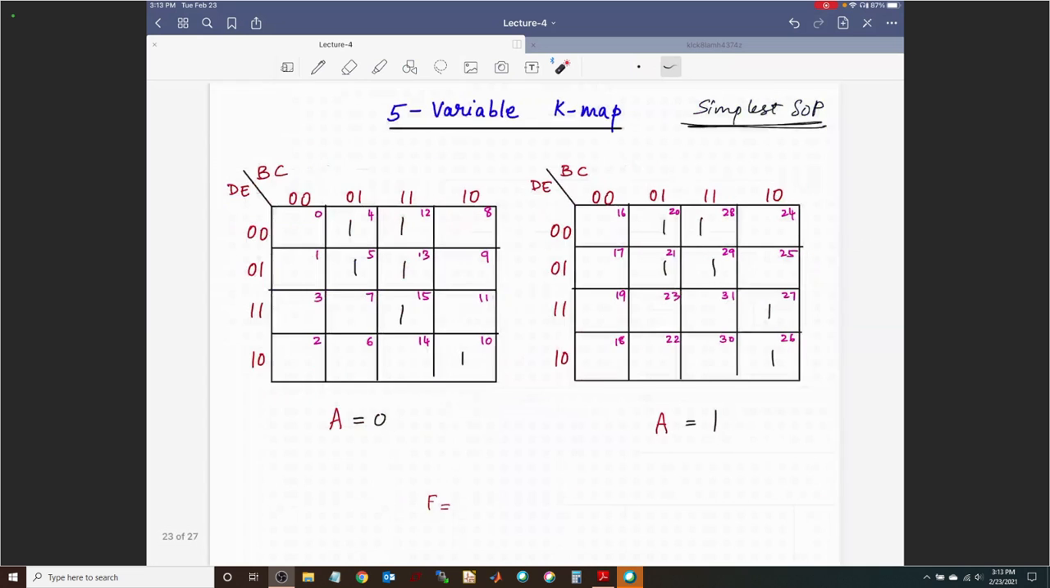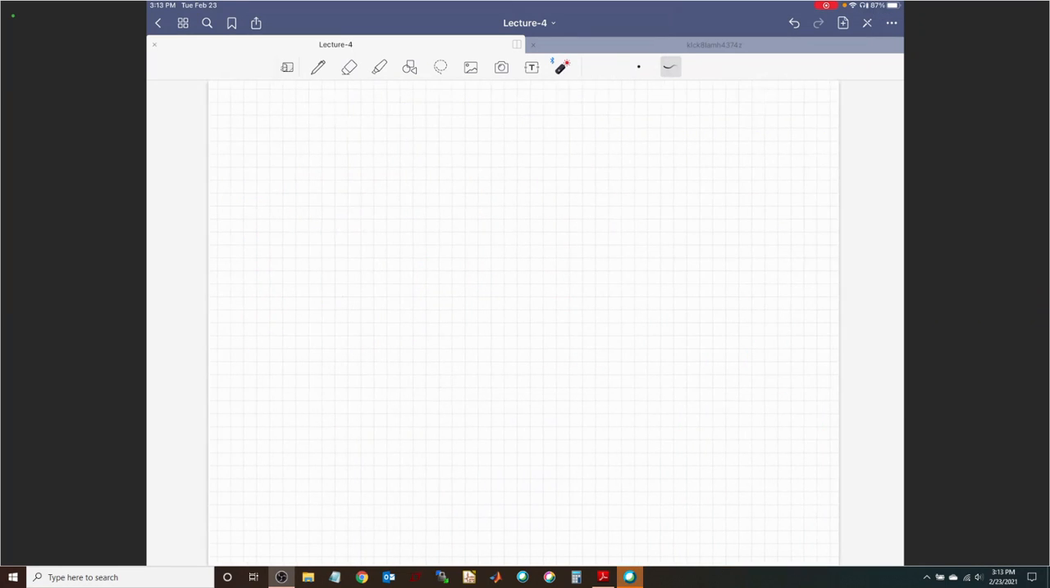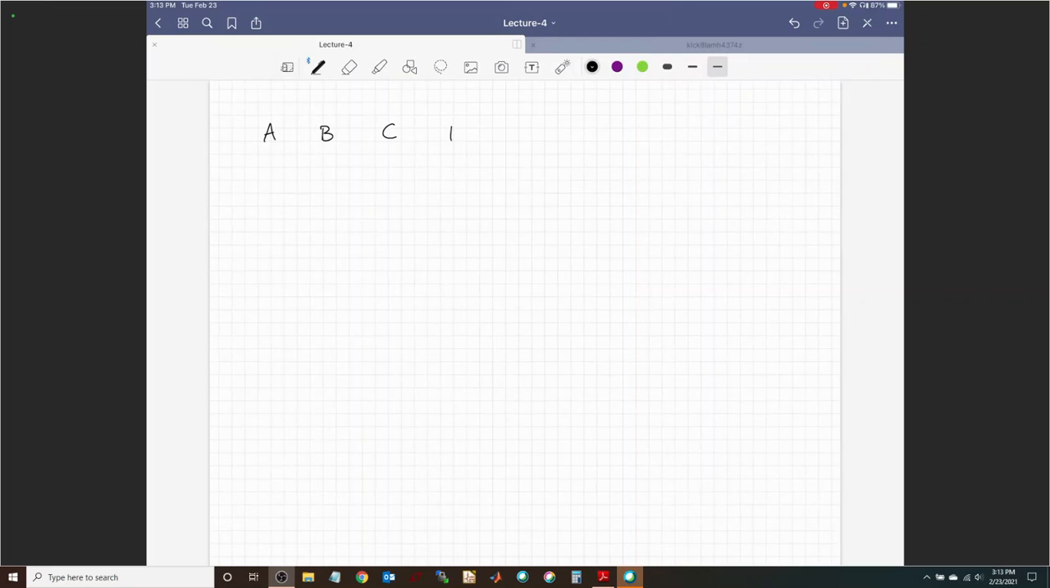Okay, let's move on to a 5 variable K-map, the thing that we have been waiting for quite a bit. Let us look at a good practice and a bad practice when it comes to a 5 variable K-map. I'll explain that with a slide here. Suppose you have 5 variables A, B, C, D, and E, and an output F. Because you have 5 variables, you are going to have 32 rows in this truth table, which means your row numbers will be from 0 to 31.